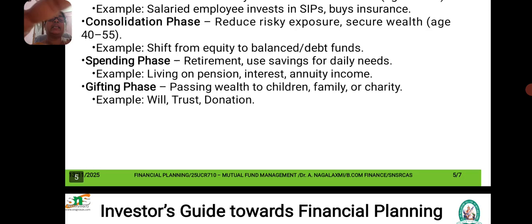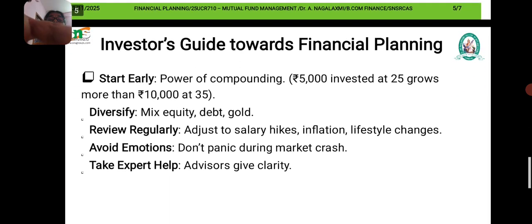Next we are going to see the Investor's Guide to Financial Planning. The guide is what investors have to follow while making financial planning. They have given some guidance. Start early. Say if you get a job at the age of 18 or 21 after completing your undergraduation, immediately you have to start investing. Start early, that is the power of compounding. 5,000 invested at the age of 25 grows more than 10,000 invested at 35 years.